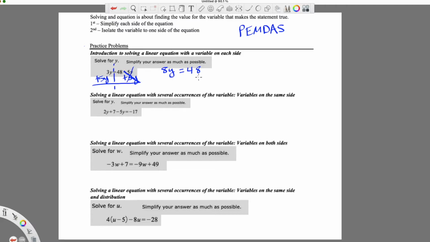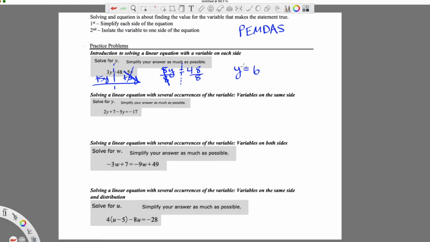So I'm left with 8y equals 48, and now the opposite of 8y, 8 times y, is to divide both sides by 8. And again, remember, you always have those two sides of that equal sign. Whatever I do to one side, I have to do to the other side. I have to keep it equal. I have to keep it balanced. Anything divided by itself becomes 1. So 8 divided by 8 becomes 1, and I just have y left over. The y is still there. That doesn't cancel out. 48 divided by 8 is 6. All right, so in order for this to be true, y has to be 6.